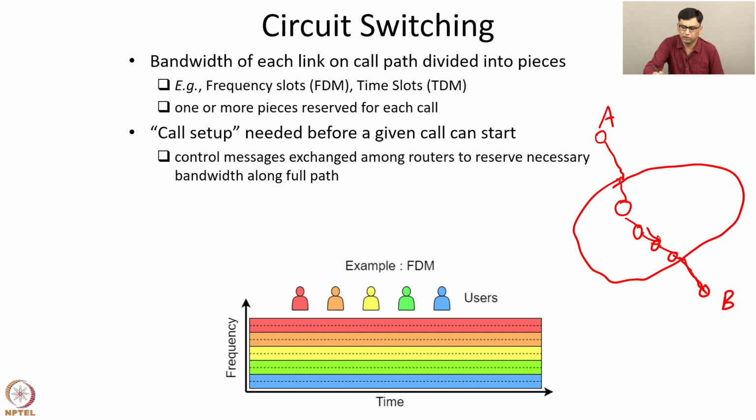Suppose this call requires 64 kbps of bandwidth. In that case, in this entire path from A to B, 64 kbps of bandwidth is reserved on each link from A to B. This is done via the exchange of control messages. Hence, when you make a telephone call, there is an initial delay before the call starts. This delay is because the call setup process runs, and the necessary bandwidth is reserved on a path from you to the destination.